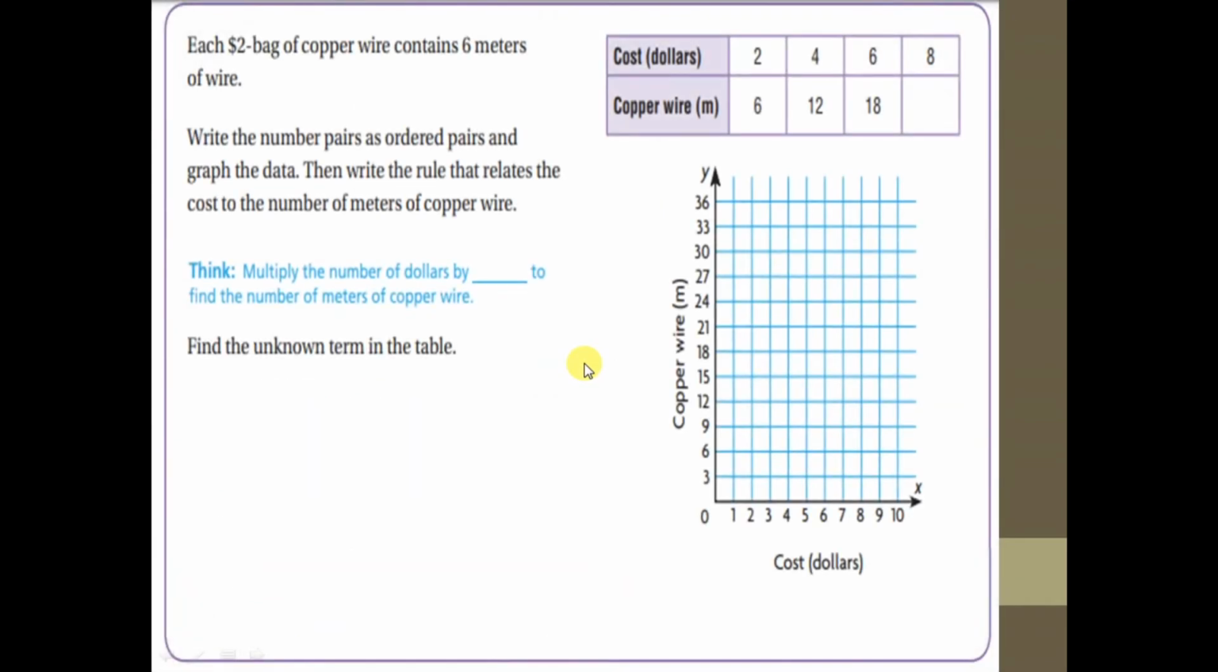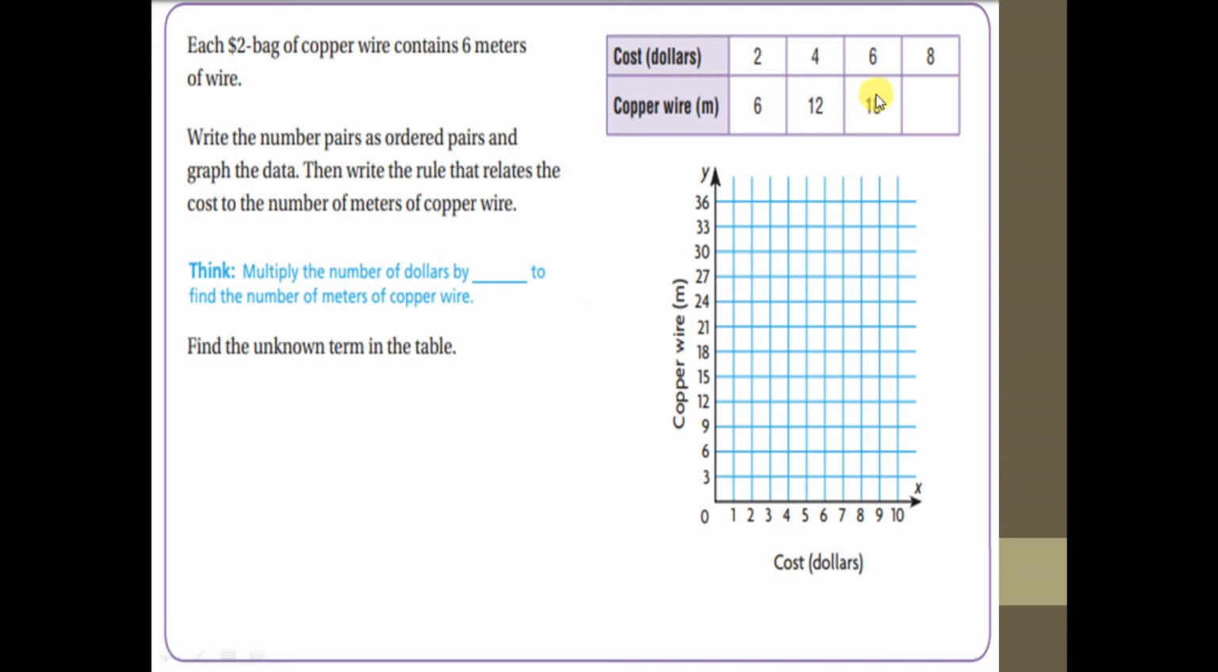Let's see another example. We have another example here. Each $2 bag of copper wire contains 6 meters of wire. So here he gave me the relation that every 2 bags of copper wire contain 6 meters of wire. So please find the relation between the patterns here. It's a multiplication relation. So 2 times what will give me 6? It's 3. So let's implement it here also and check.